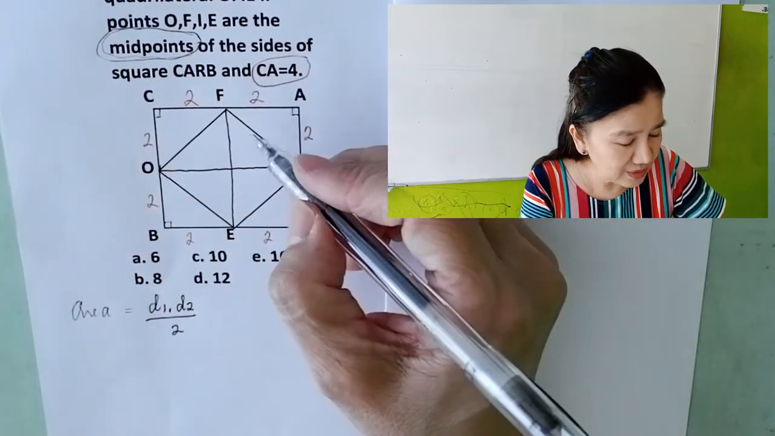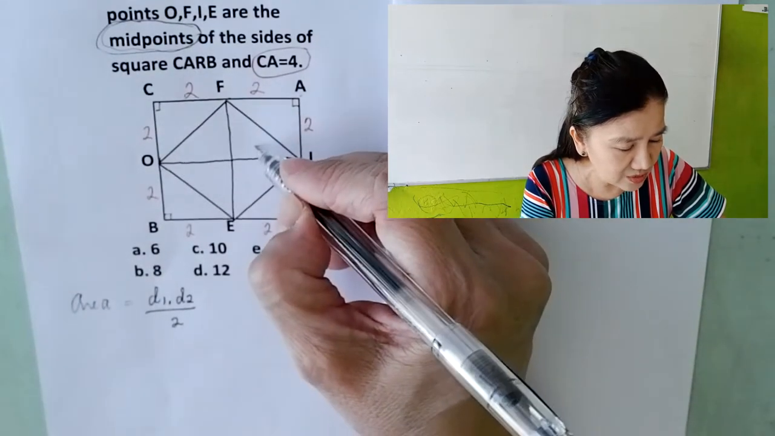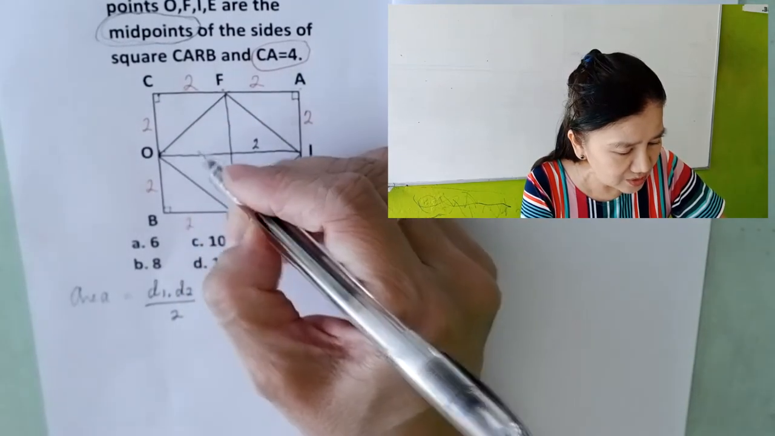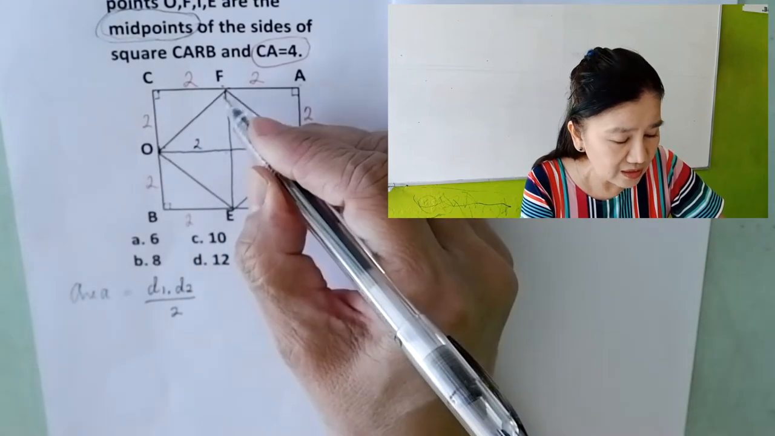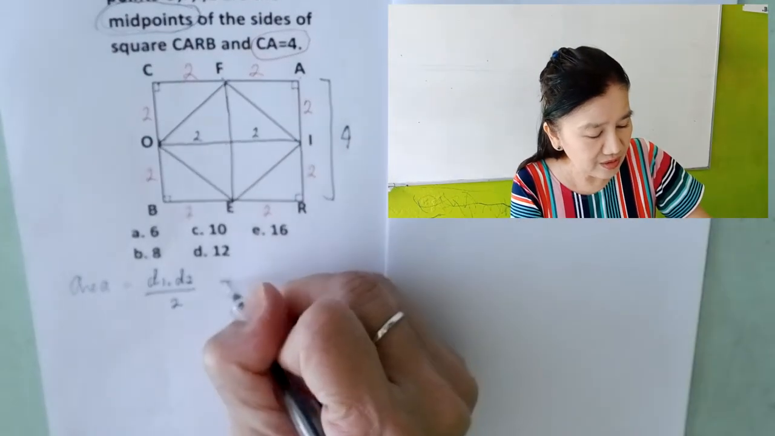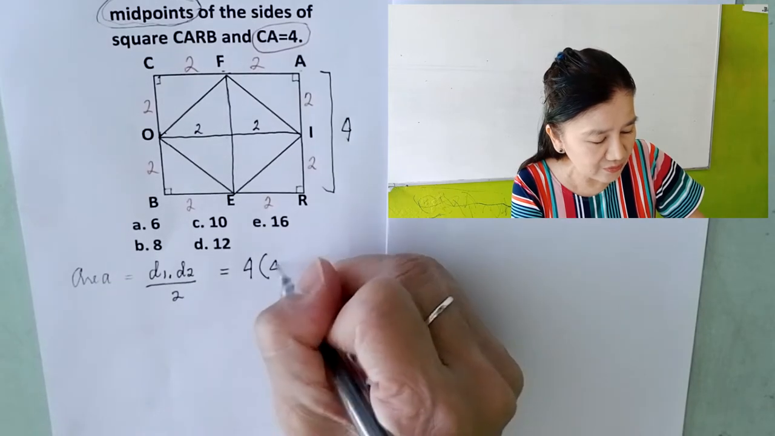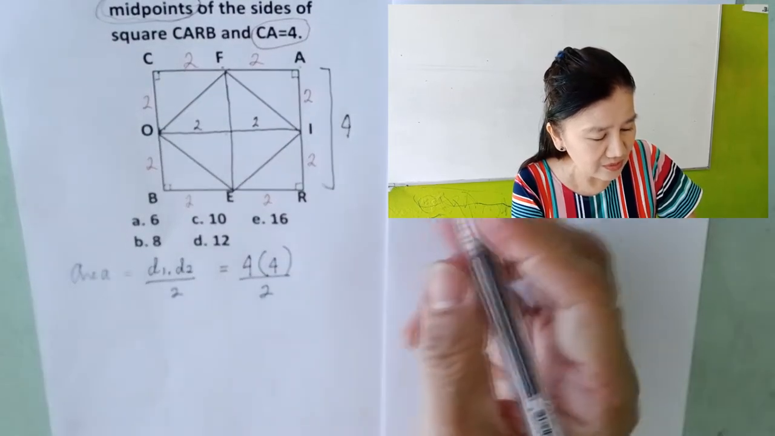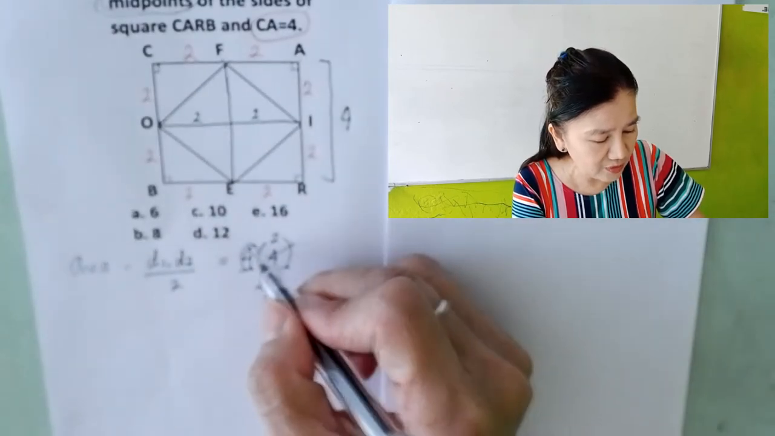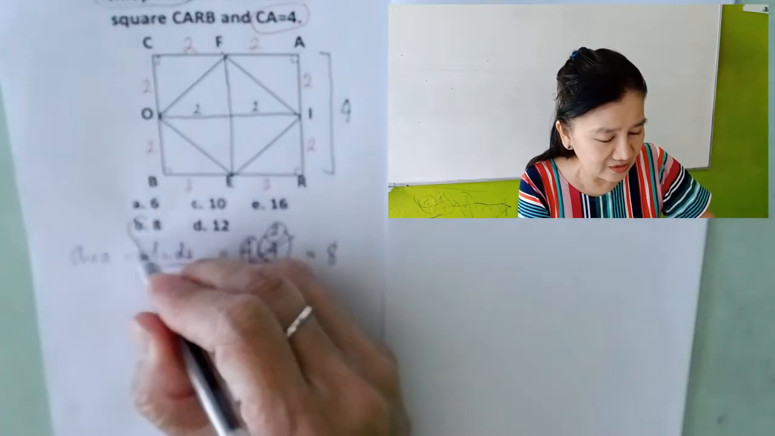Now, how do we solve for this? Remember, F to A is 2. So this is 2. F to C is 2, so this must also be 2. 2 plus 2 is 4. This is also 4 because this whole thing is 4. So diagonal 1 is 4, diagonal 2 is also 4, divided by 2. 4 divided by 2 gives you a 2, 4 times 2 is 8. So the answer is 8, letter B.